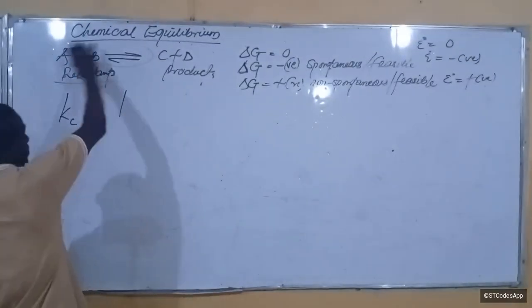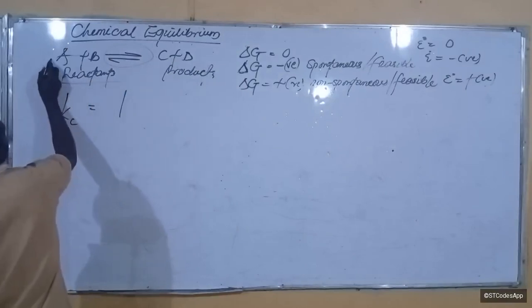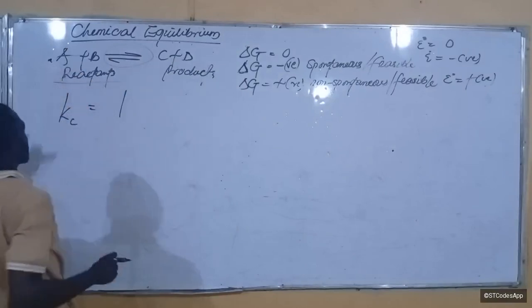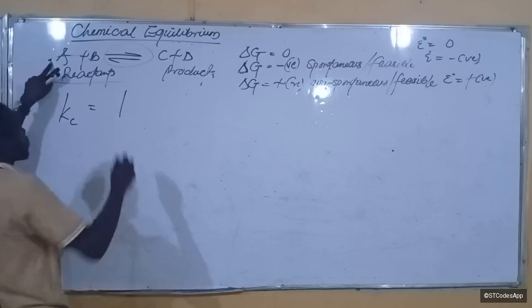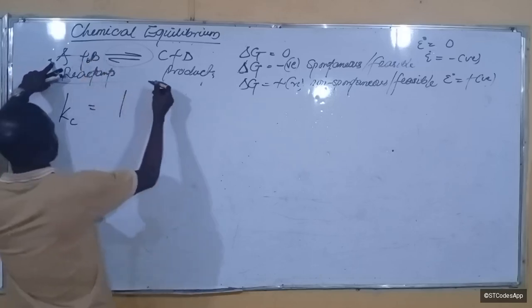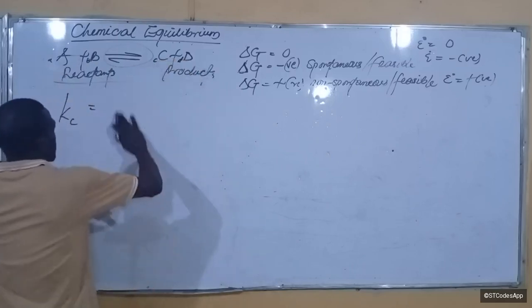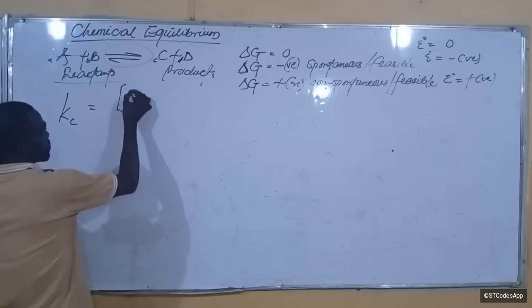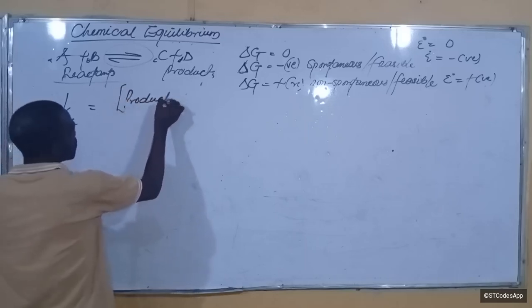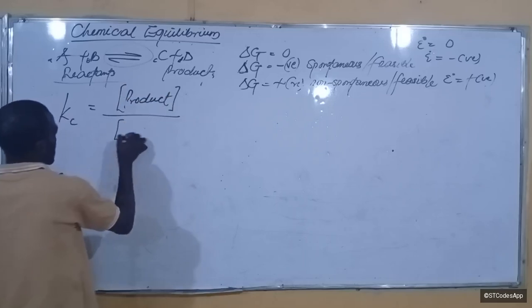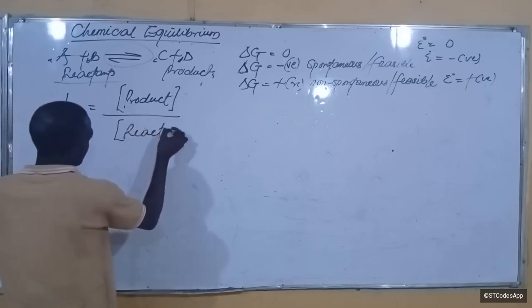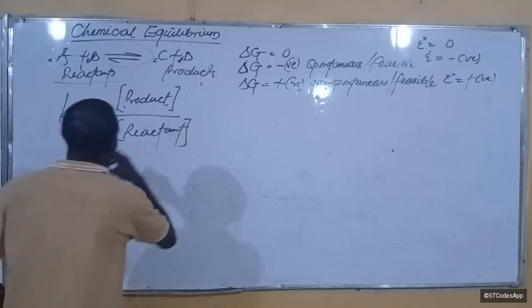So the concentration equilibrium constant is written like this. If I want to write it for the reaction I have here, with the numbers of moles shown as subscripts a, b, c, d, the way we write it is that we write the concentration of the products over the concentration of the reactants. That is what the equilibrium constant is.